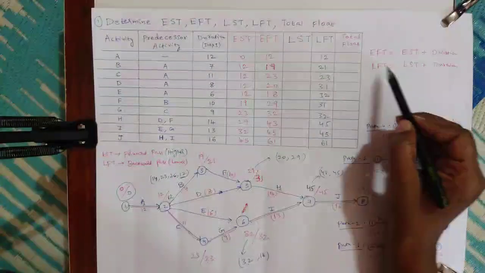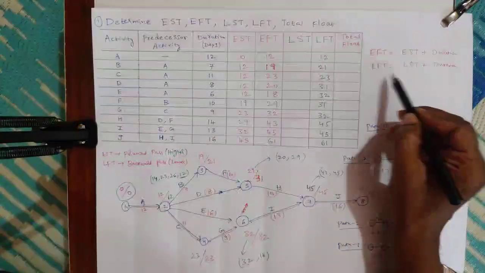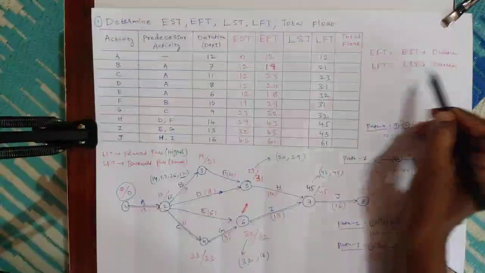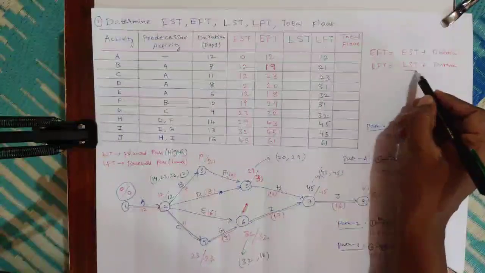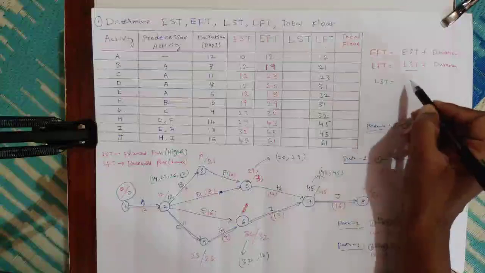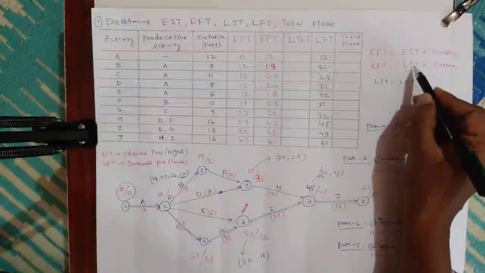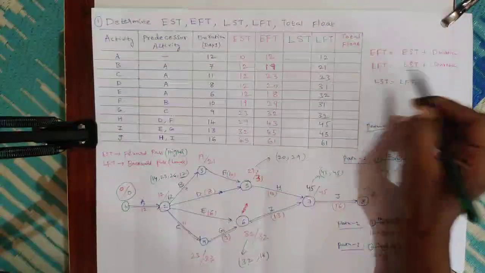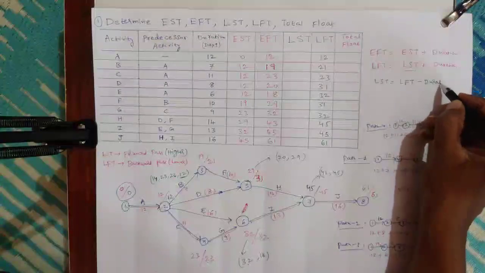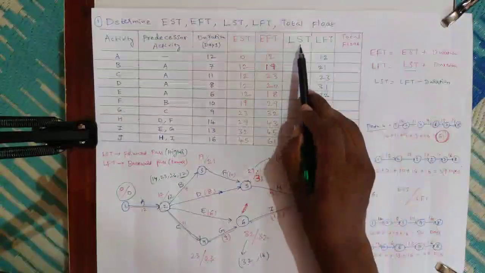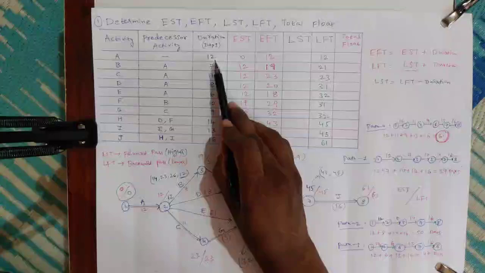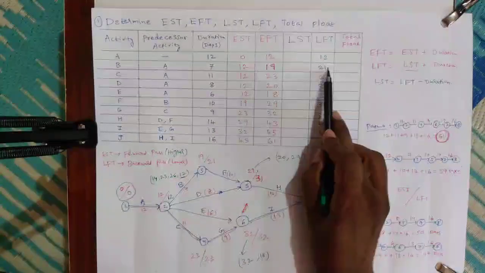Now after LFT we need to write LST. If you see here, LFT equals LST plus duration. We want LST. So LST is equal to LFT minus duration. Okay, we will write LST now. LST is equal to LFT minus duration. This column minus this column.